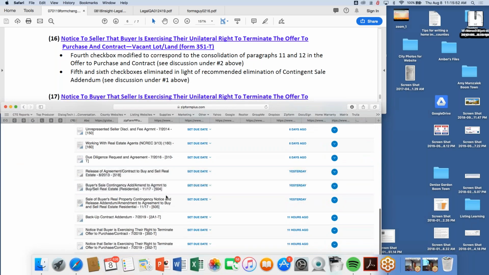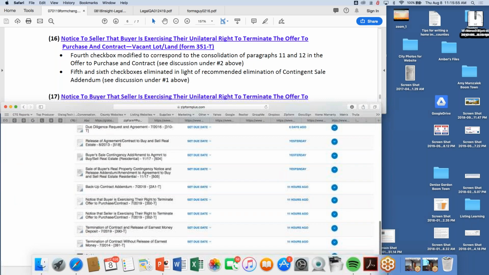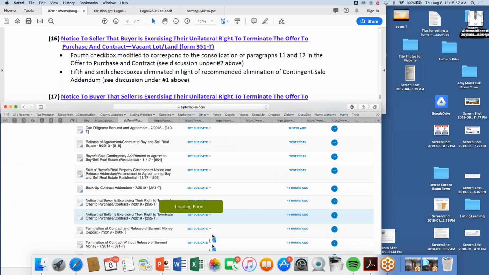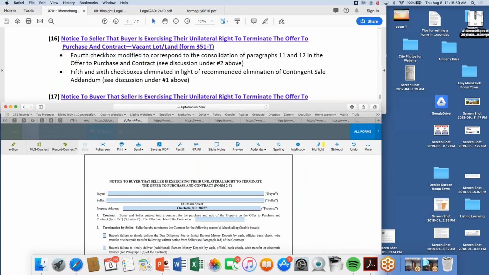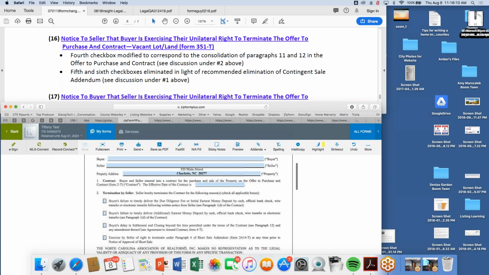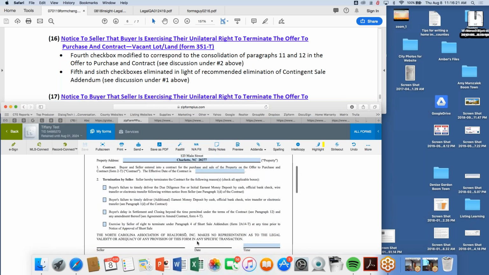So in the 351, or 352, 351 is just the vacant land piece of it. 352 is the one for sellers. And so the notice to the buyer that the seller is exercising their unilateral right to terminate. On this one, the main changes are the 11 and 12 as well in the fourth checkbox. So it's basically rearranging that. And it also is eliminating the contingent sale piece.